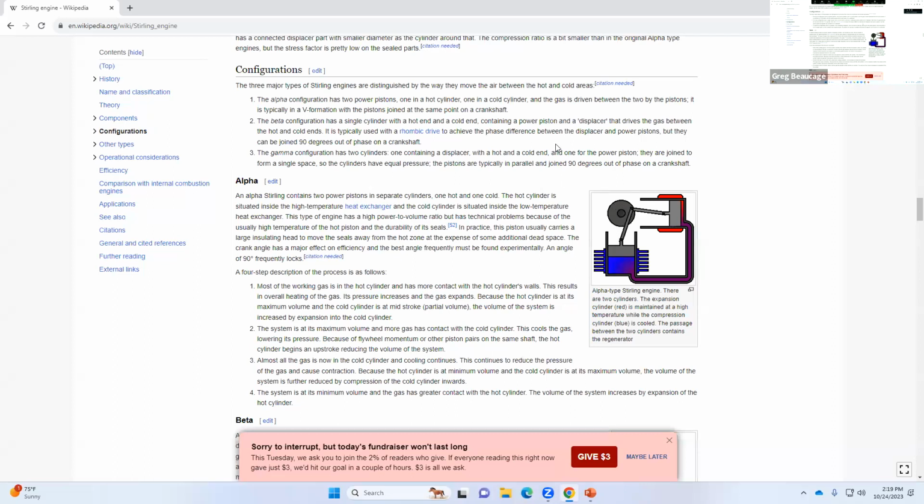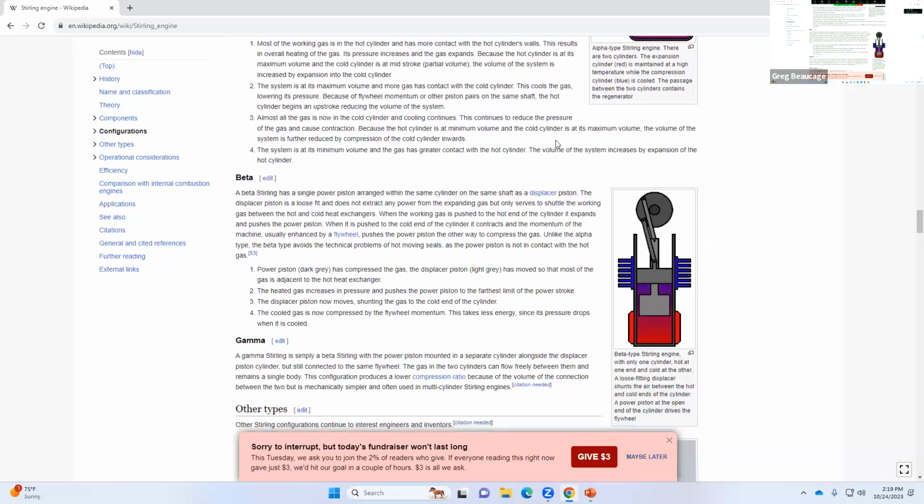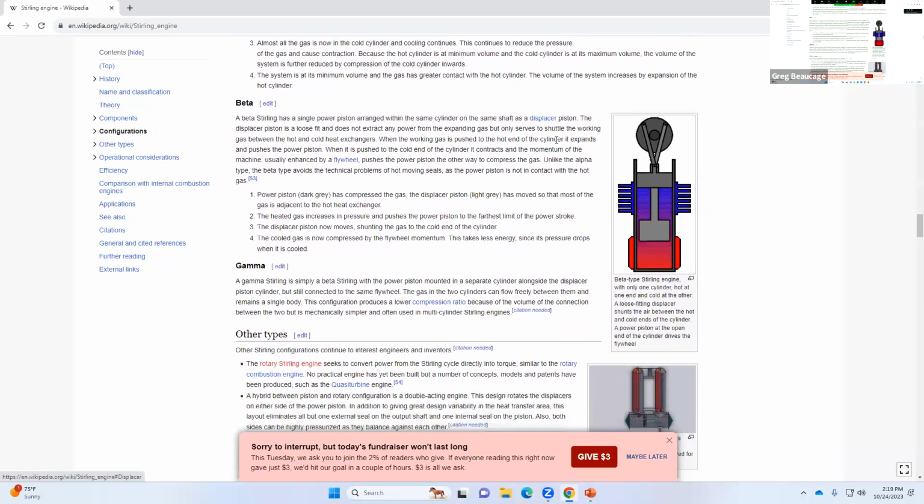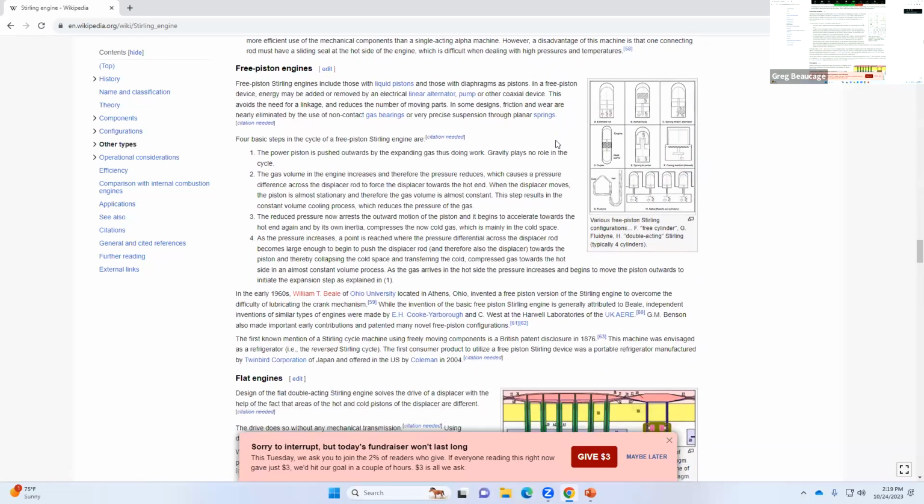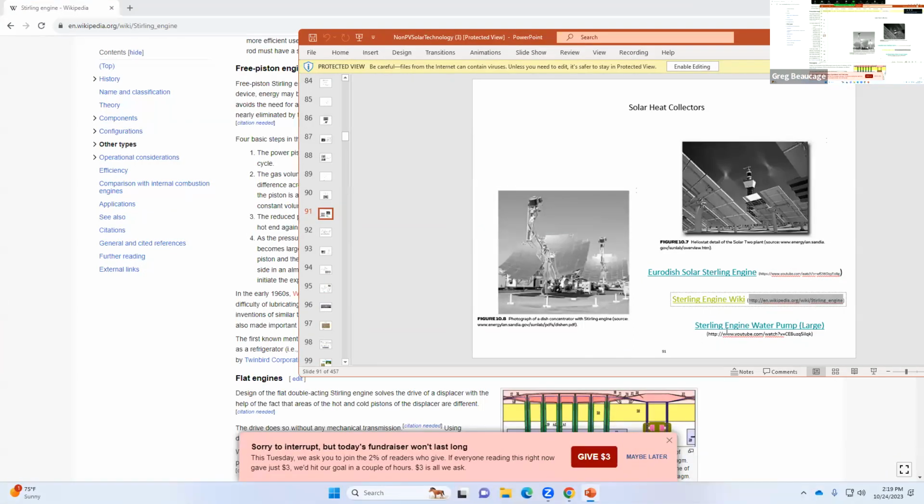There are different designs for it. You can do it with one single cylinder with two pistons in it. There are 3 or 4 designs for it. Anyway, the Stirling engine is the answer to people who ask, what do you do with waste heat? This is one in action. It's kind of interesting to look at, I guess.